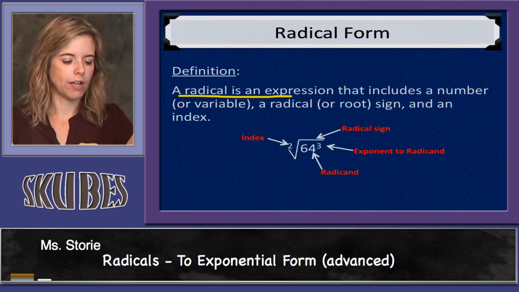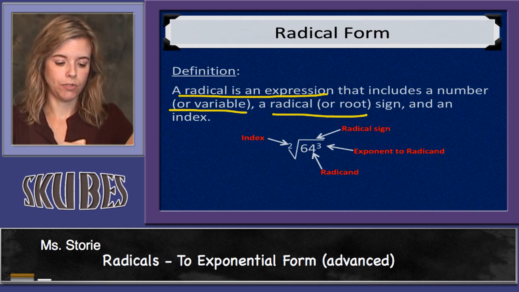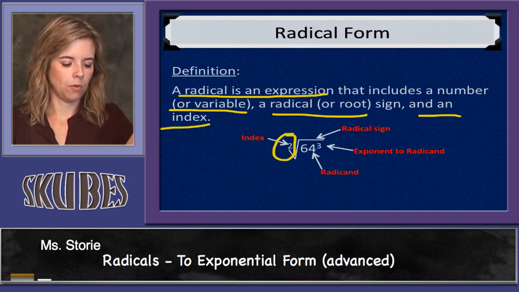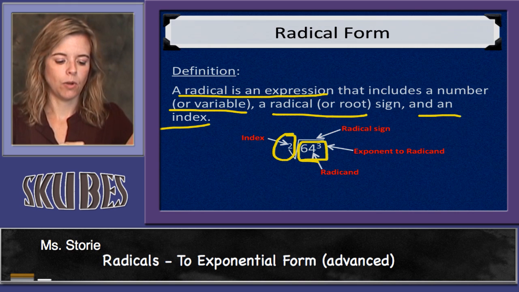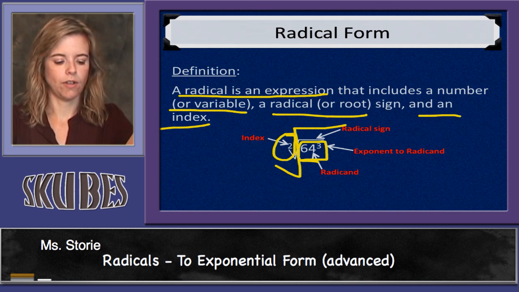A radical is an expression, so there's no equal sign. It can include a number or a variable too. A radical, sometimes called the root sign, and an index. And if you remember, the index is the teeny tiny number. The radicand is what we're going to focus on, the 64x cubed. That can be a radicand, and then of course you have your radical sign.